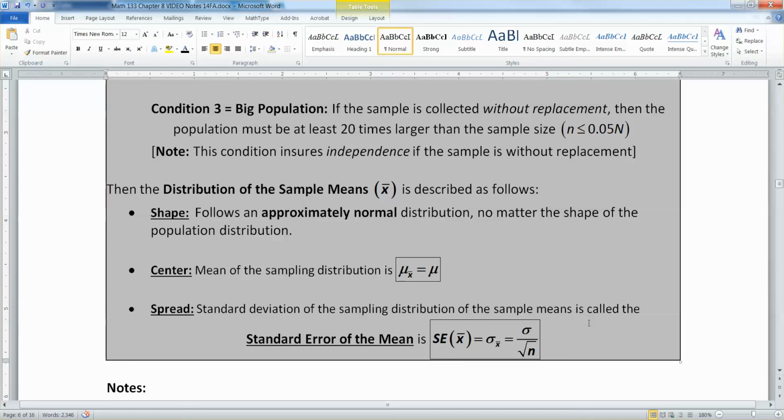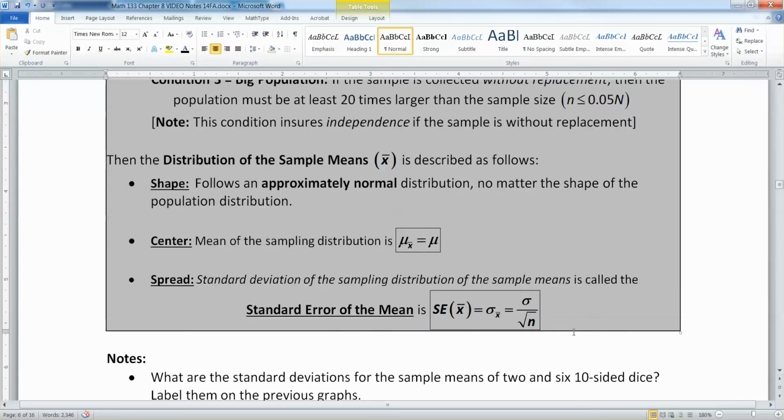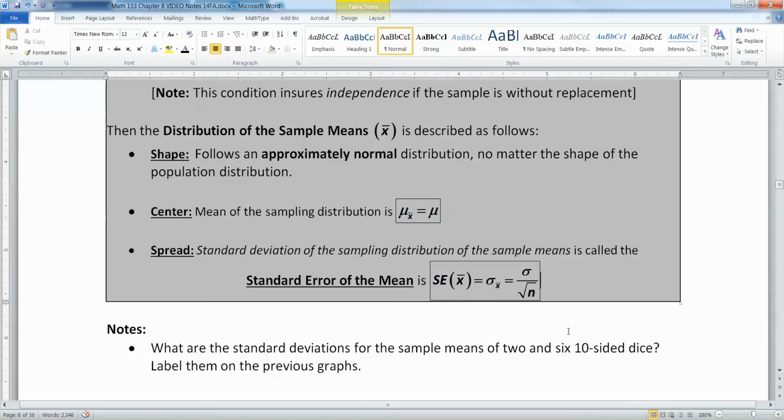And they're not the same thing. And you're not allowed to call the standard error the standard deviation. I mean, unless you call it the standard deviation of the sampling distribution of the sample means. That's what it is. Unless you're going to say all of that, then you have to say standard error. And you can abbreviate it SE of x bar or sigma sub x bar. And that is the spread for your sampling distributions.